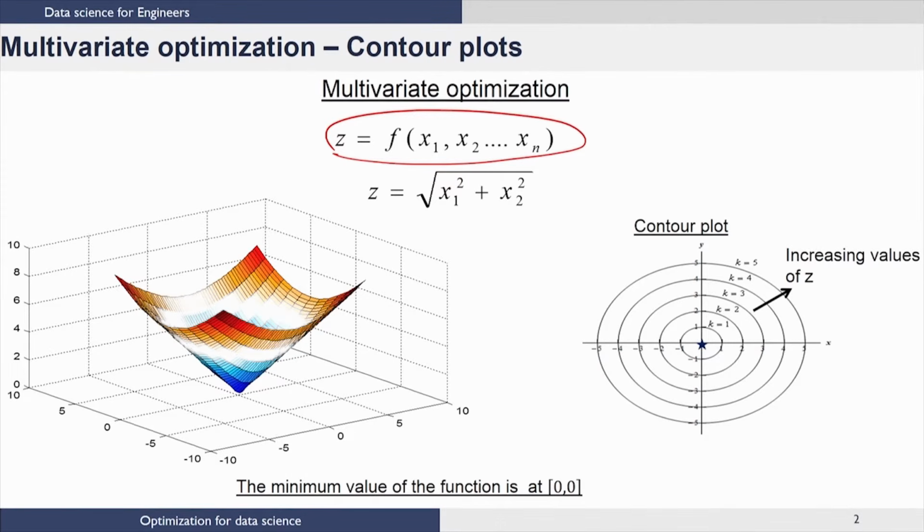A simple demonstration of this in a two dimensional case is root of x1 squared plus x2 squared. Notice that we could explain univariate optimization using pictures in two dimensions. That is because in the x direction we had the decision variable value and in the y direction we had the value of the function. So, you could see something like this and then say this is the minimum and so on.